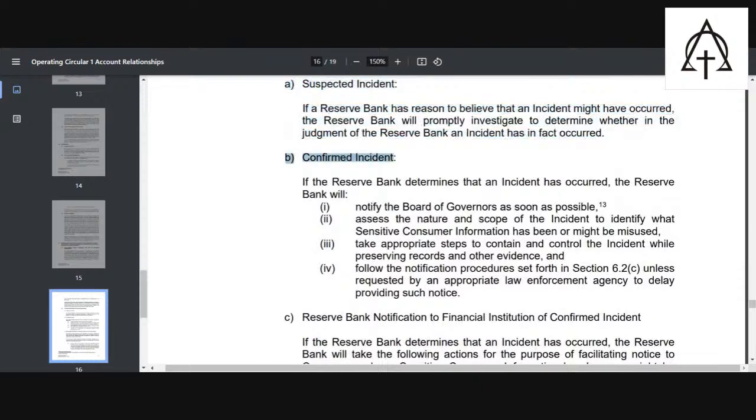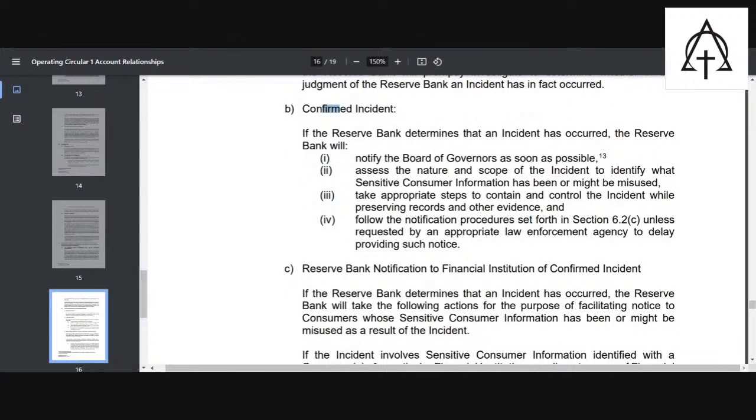Confirmed incident. What do you see in there, folks? Do you see the term firm? Confirmed incident. See, you're the one that put the information on the record, so therefore it is a confirmed incident if you know what the suspected incident is. Get it? If the Reserve Bank determines that an incident has occurred, the Reserve Bank will notify the Board of Governors as soon as possible, assess the nature and scope of the incident to identify what sensitive consumer information has or might be misused.